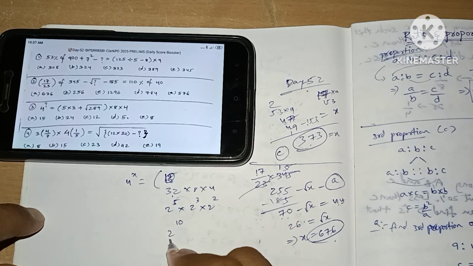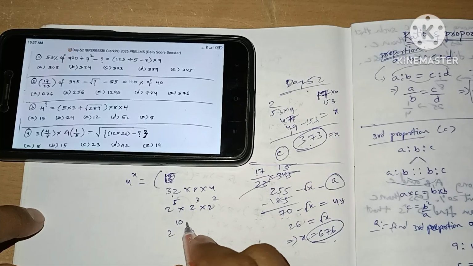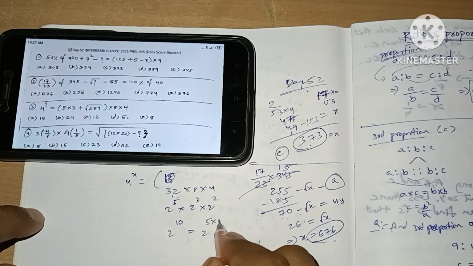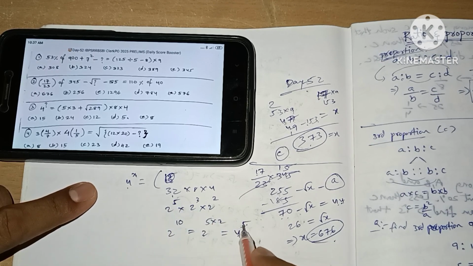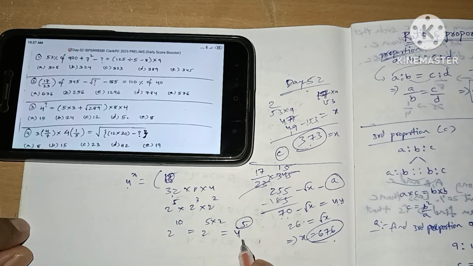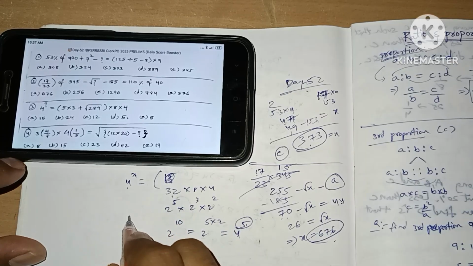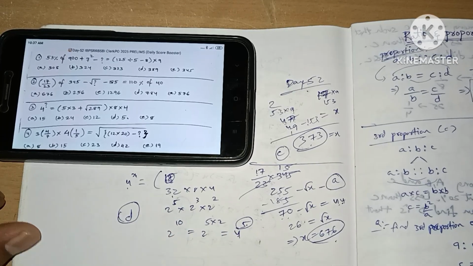2 power 10. We can write this 2 power 10 as 2 power 5 into 2 square, which is 4 power 5. Here 4 power x equals 4 power 5. So x value is 5. Option D is our answer.